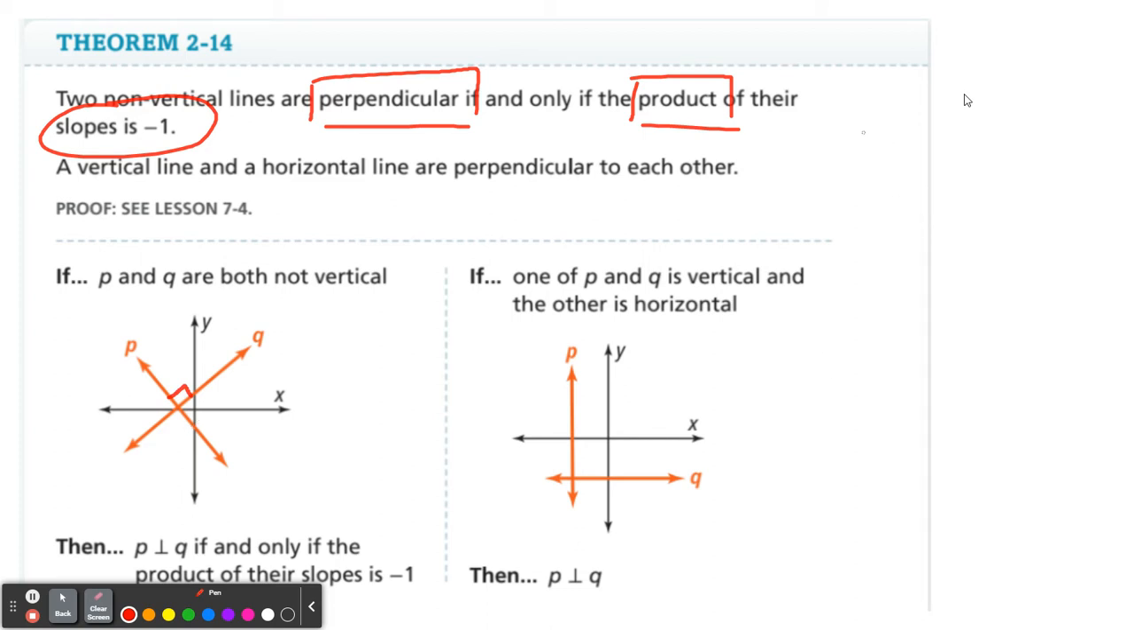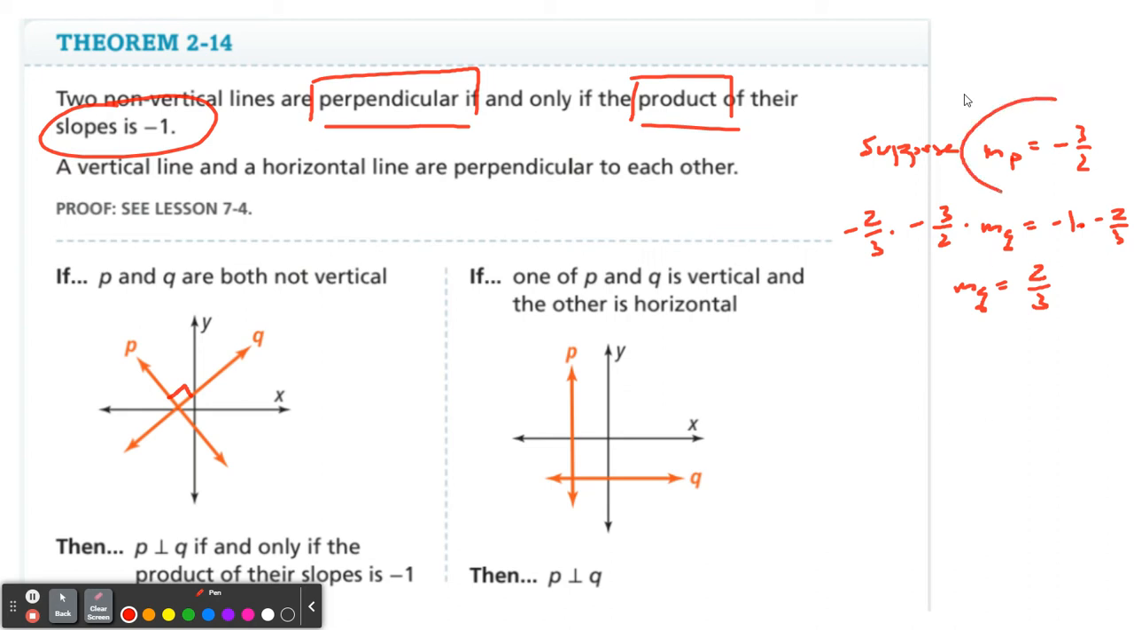Now let's suppose over here that the slope of line P is -3/2. Well, if we take -3/2 as the one slope, and we multiply it by the slope of line Q, you should get -1. Well, I want to solve for the slope of line Q. I'm going to get rid of this -3/2 by multiplying by its reciprocal, -2/3 times -2/3. The -2/3 and -3/2 will cancel, and we'll get the slope of line Q by itself. And over here, when you multiply -2/3 by a negative, it turns into +2/3. And there are your two slopes: -3/2 and +2/3.